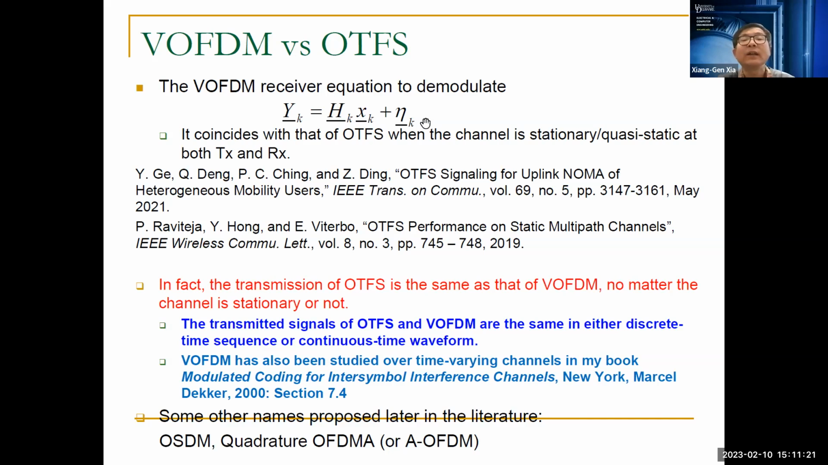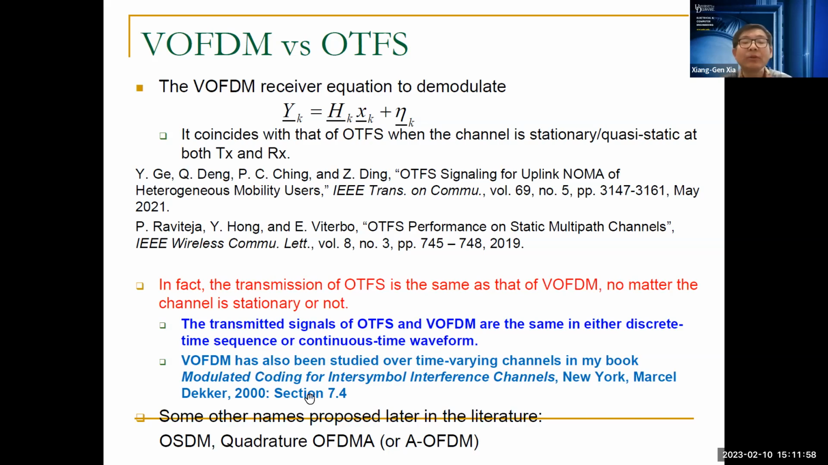Because this holds for a stationary channel, if the channel is stationary but arbitrary, right? If the channel is arbitrary, then just set up the channel as a delta. It's a special case of a stationary channel. That means both transmissions are exactly the same. In other words, the transmissions of VOFDM and OTFS are exactly the same. Okay, so this is what I wanted to say here. And the transmitter signals of OTFS and VOFDM are the same, in either discrete time sequence or continuous time waveform. You just add a pause to that. Okay, there is no difference?